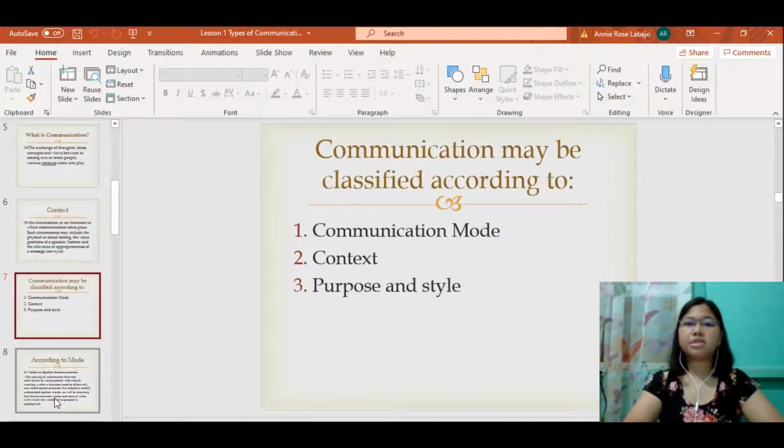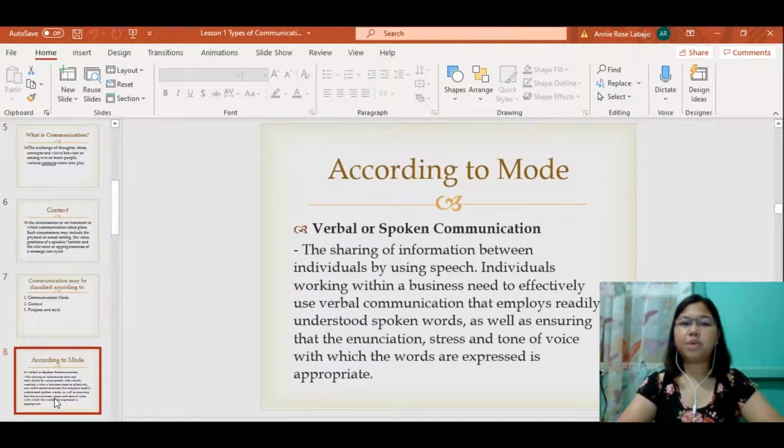There are 3 classifications of communication: according to communication mode, according to context, and according to purpose and style. Let's start with the classification of communication according to mode. Now, verbal or spoken communication. This is part of the types of communication that you have answered. Most of you answered verbal or spoken communication. It is the sharing of information between individuals by using speech.